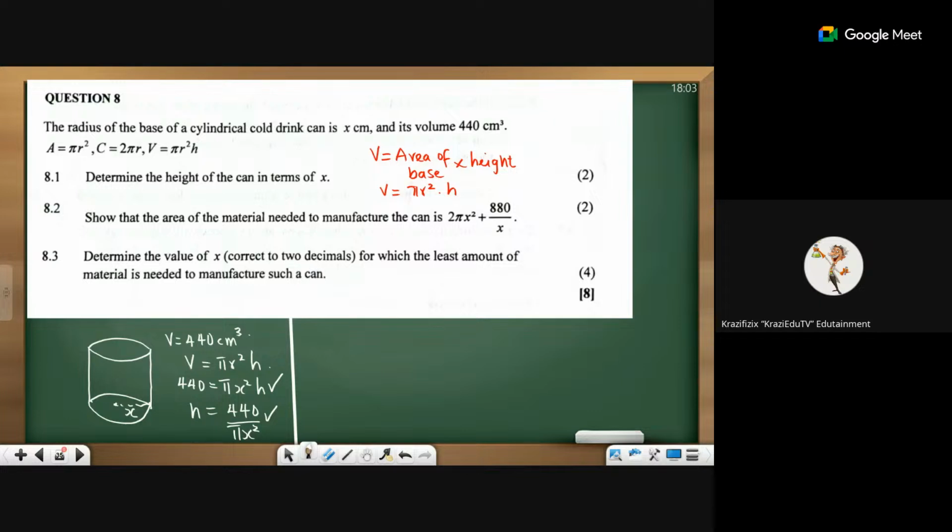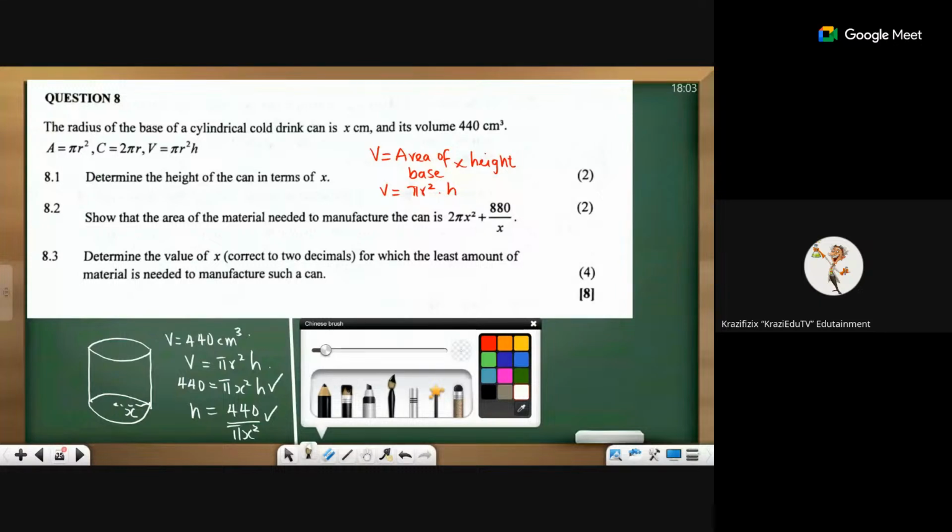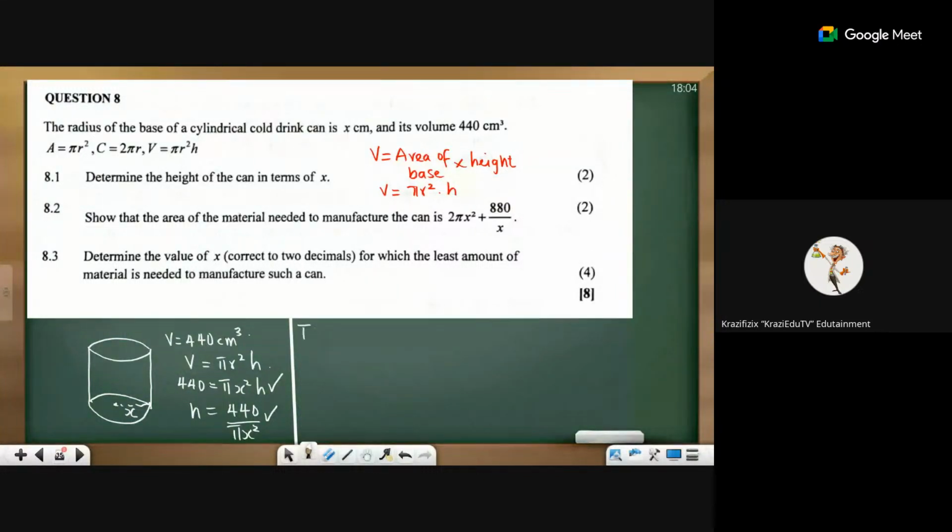Show that the area of the material needed to manufacture the can. We're simply talking about a can. It's a cold drink. It must have a top. All right, total surface area. Let's see, we have an answer to get. Again, I told you that if it is closed, we have 2 circles plus the side. And if it is 2 circles, each circle is pi r squared, and the side is 2 pi r h. Please know that formula.